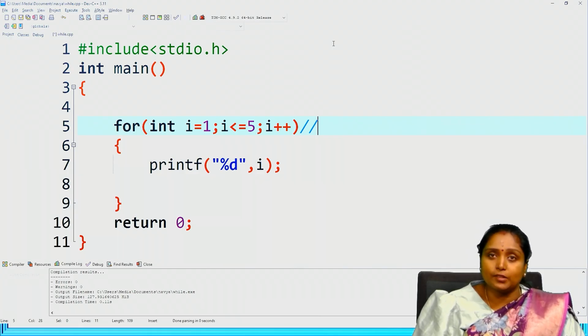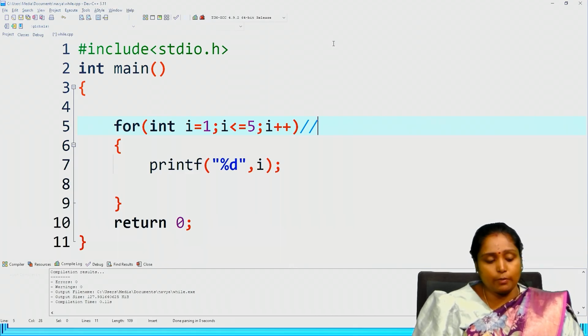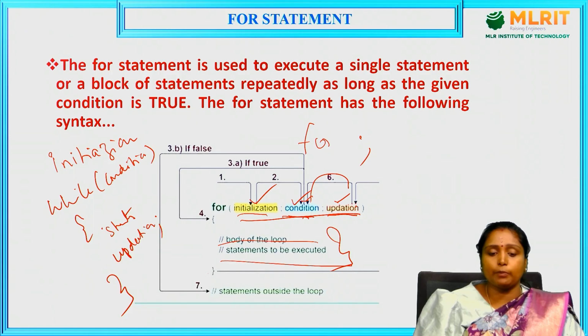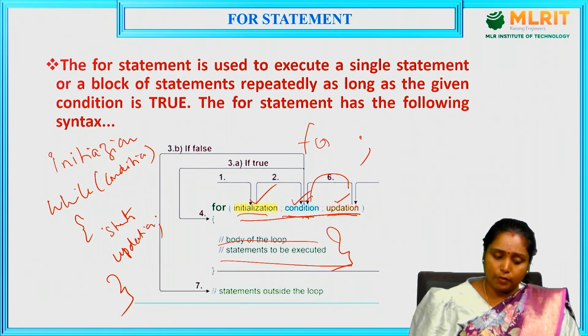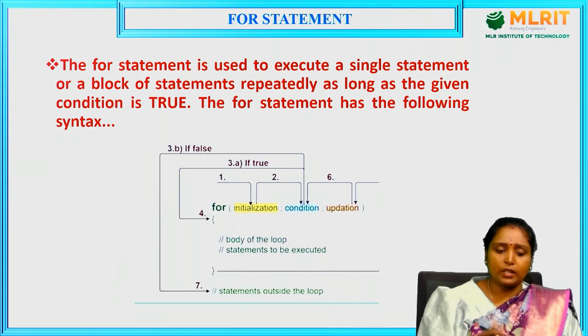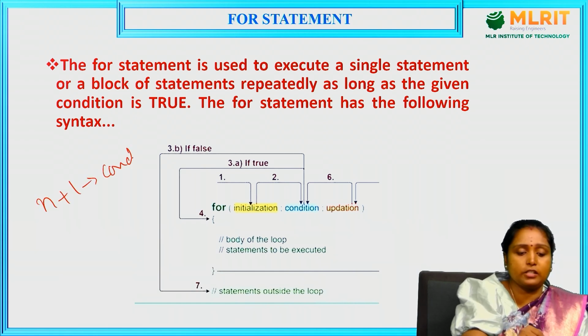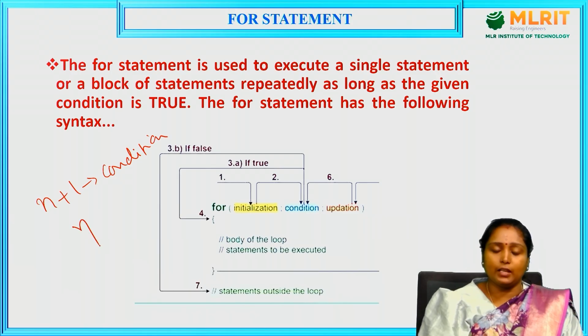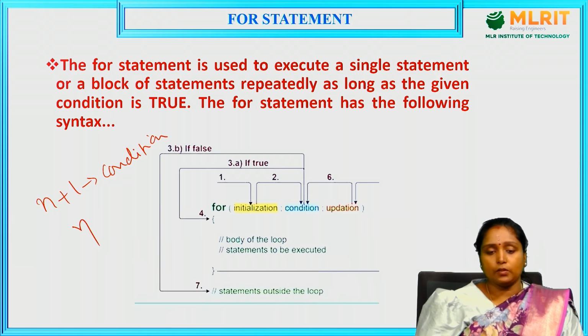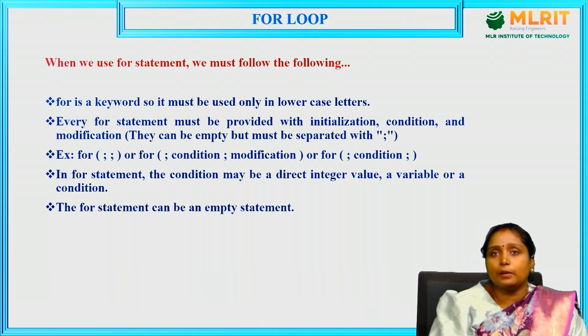When it comes to 6 less than or equals to 5, the condition is false, it will come out of the loop. That's why we have printed 1 to 5. So what was the thing? In a for loop, you will check the condition n plus 1 times, and the statements will execute n times, same as the while loop. So this is all about the for loop and some key points.